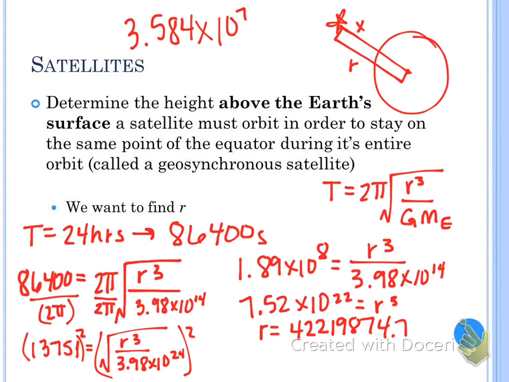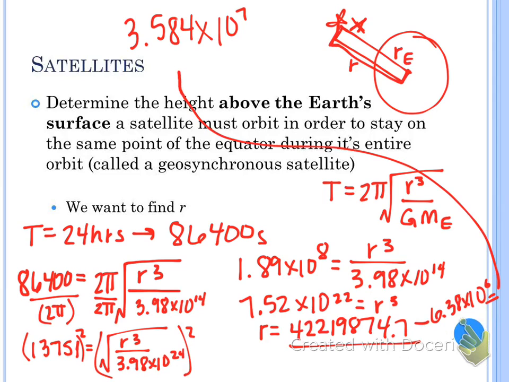So we took this 422 number. That's the total distance from here to here, and I only want this little x. So I subtracted out the radius of the Earth. So I take this number minus 6.38 times 10 to the 6th, and that gives me this value. So that's how many meters above the Earth's surface.